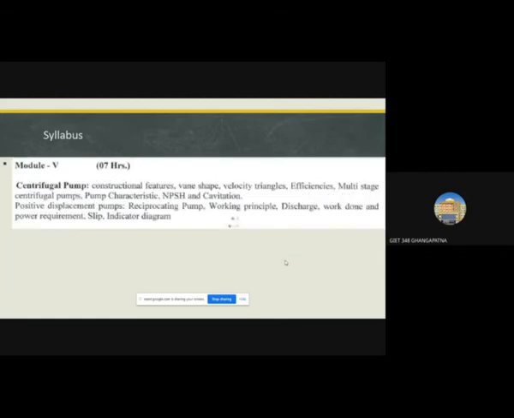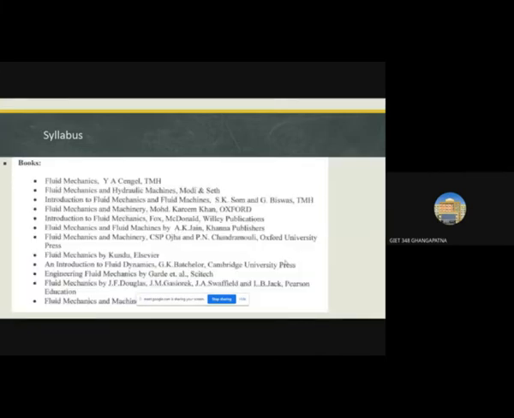The last module is about different types of pumps, that is the centrifugal pumps and the reciprocating pump, how and under what principle they work, and then we'll study the work done and all those things. Now, these are the total 5 modules you have.